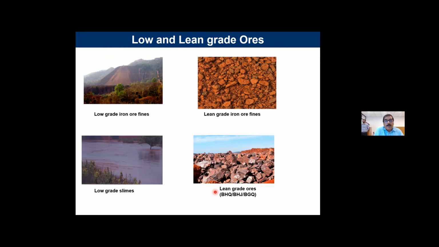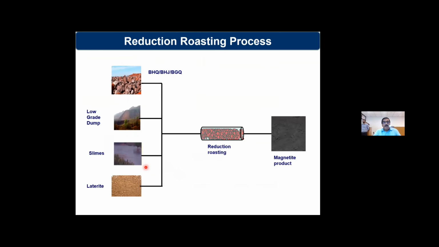These are the low grade ones, the dumping below 55%, and this is the limonitic ore. This is the BHQ, BHJ, BGQ. BGQ means banded goethite quartzite, which is only available in Rajasthan, associated with BMQ, and this is the low grade slimes or tailings. These are the processes where we are putting the reduction roasting.